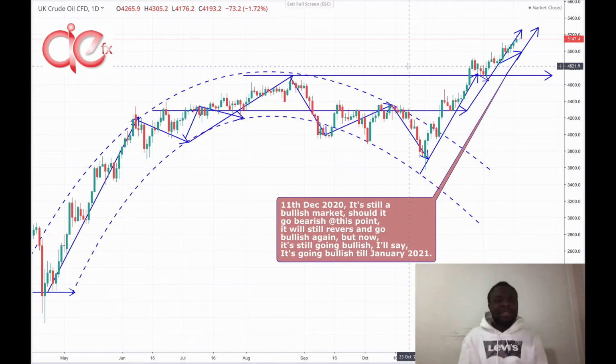Okay, people, this is the UK Crude Oil CFD daily Forex trading analysis. I did this analysis like last week. I think I did all this last week. And look at it this week. Today's Thursday, and look at where the market is. I've done all this even before last week. It's been like this. I've done all this analysis, and look at it. The market is following the exact pattern that I drew down.